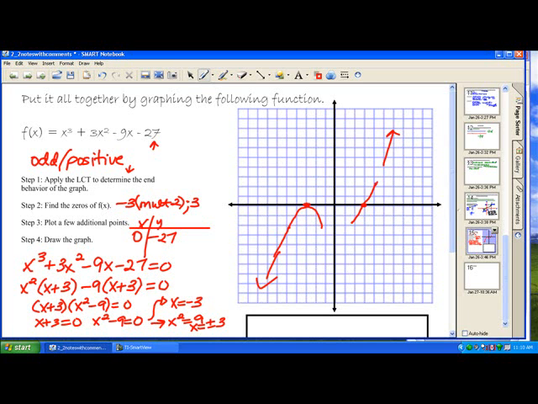And we already know what's going to happen to the right of 3. So I don't have enough room to put negative 27, so let me count by 3's here. And I think that's 10 units, so there would be a negative 27 down here. So the rough shape of my graph is going to look something like this. Okay.